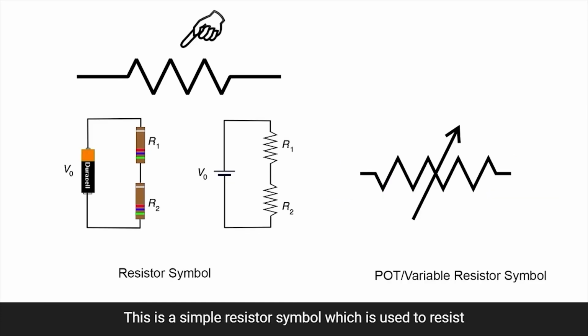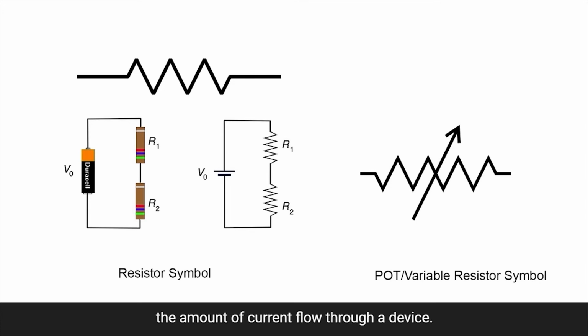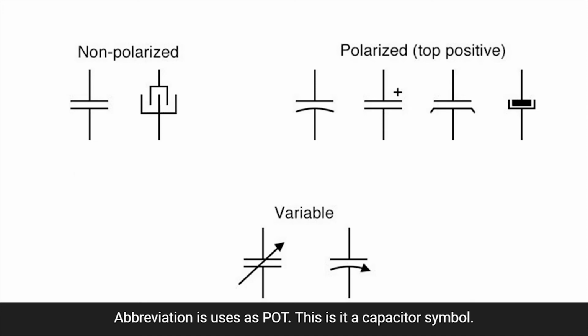This is a simple resistor symbol which is used to resist the amount of current flow through a device. The abbreviation used is R. This is a potentiometer, which is also called a variable resistance. It is used to control the voltage flow and has 3 contacts. It has an application in changing a mechanical angle change to an electrical parameter. The abbreviation used is POT.